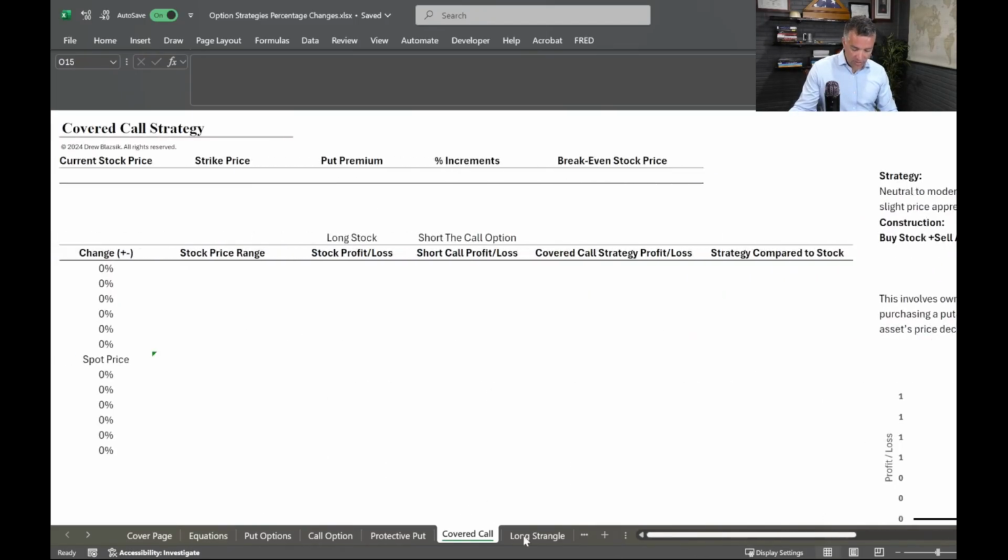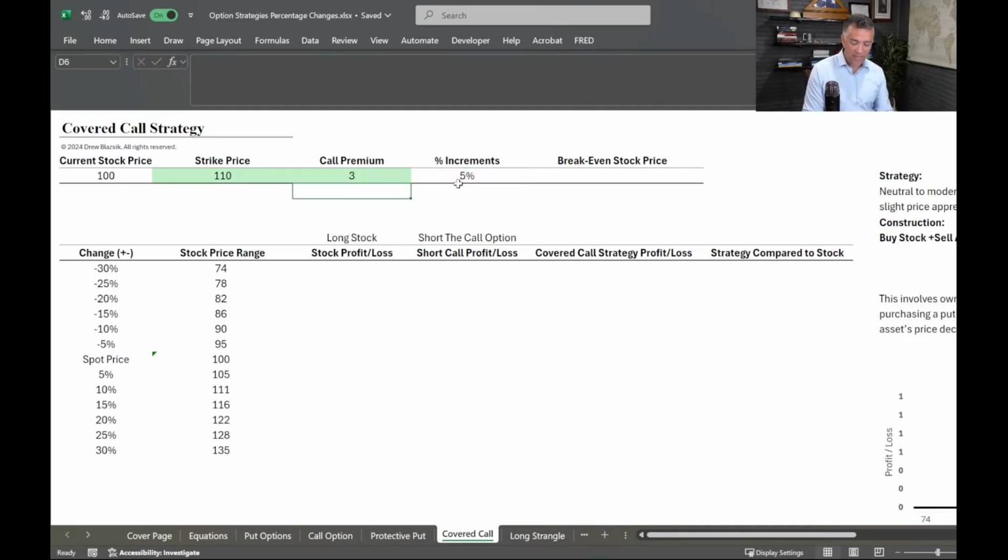Just like we did before, I'm going to do the current stock price. We'll just stick with $100. We're going to look at the strike price. We're going to say 110 on this call. The premium is going to be just like we did before, so the premium is going to be $3. We're going to look at increments. We want to say the stock price can move up or down, and we're going to say by 5%.